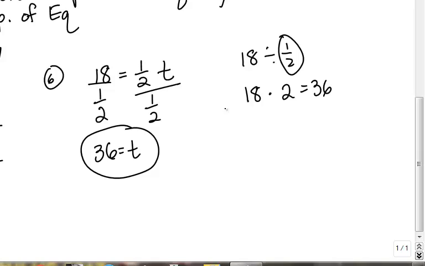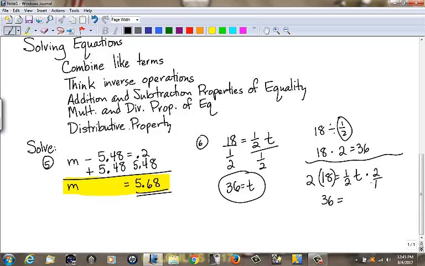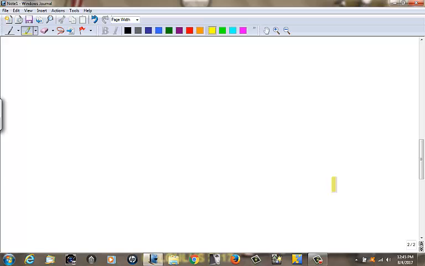Another way to work it is take 18 equals 1/2 t and multiply by the reciprocal. So the reciprocal of 1/2 would be 2, multiplied by 2 on both sides. So you get 36 equals, and these would reduce, and then you'd end up with t equals 36. So you can show that either way. It doesn't matter to me, whichever way makes more sense. You can think inverse operations or multiply by the reciprocal. Okay, the next one.